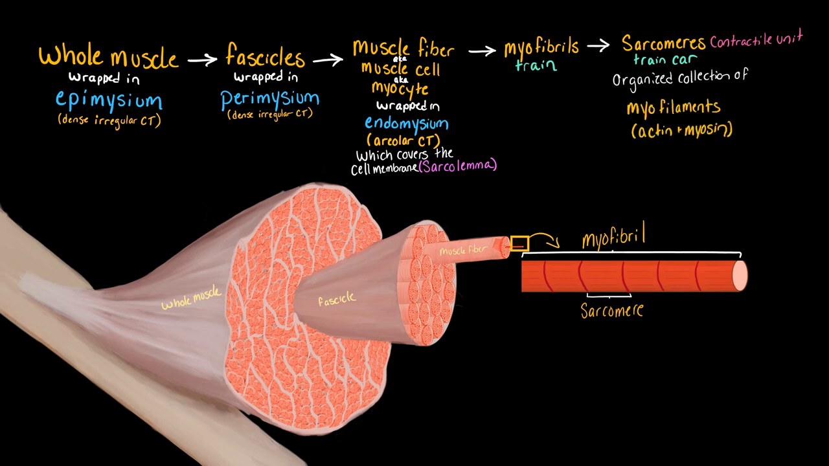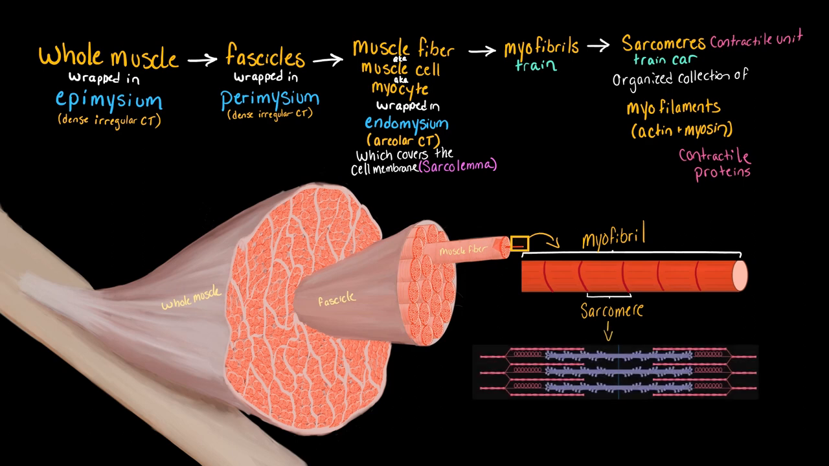And the reason that they're able to contract is because they are organized collections of the myofilaments, actin and myosin. Actin and myosin are the contractile proteins. Now, I'm not going to go too much into the anatomy of the sarcomere itself. I have another video about that. It is called Contracted versus Relaxed Sarcomeres. I'll put that in the description. For now, I think it's enough to know that the sarcomere has actin, which is the thin filament, and myosin, which is the thick filament.